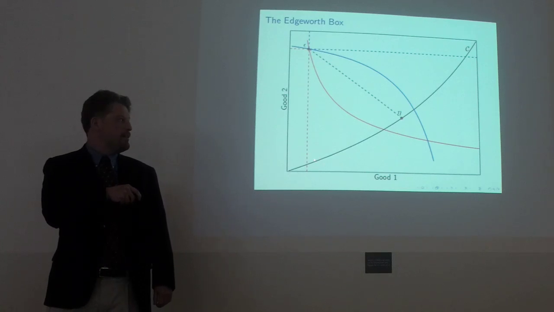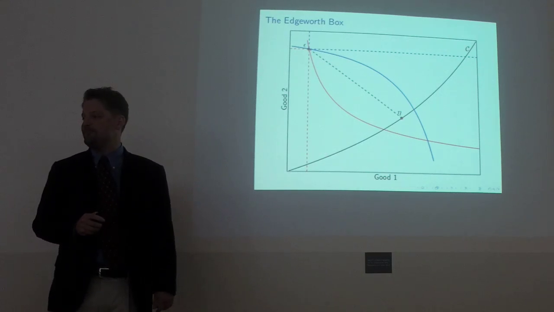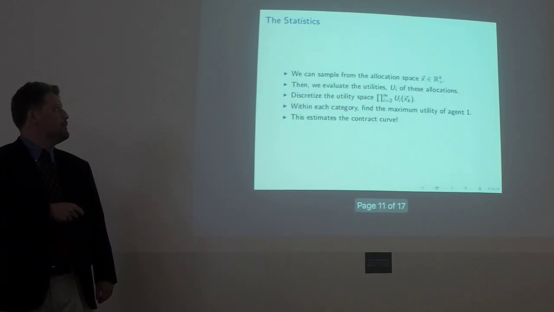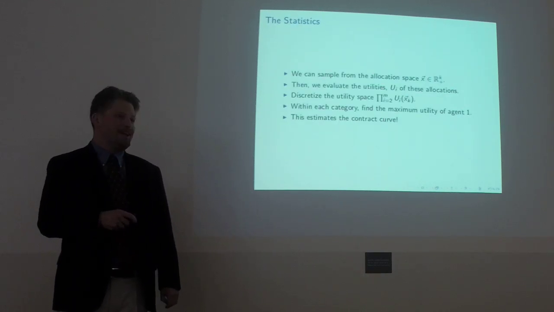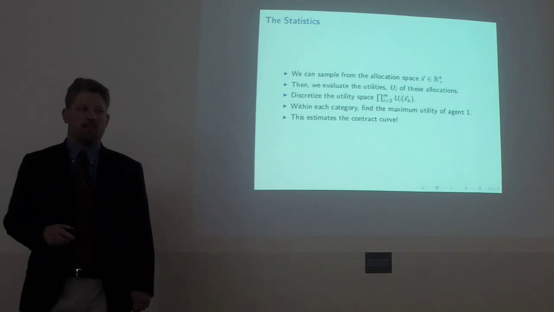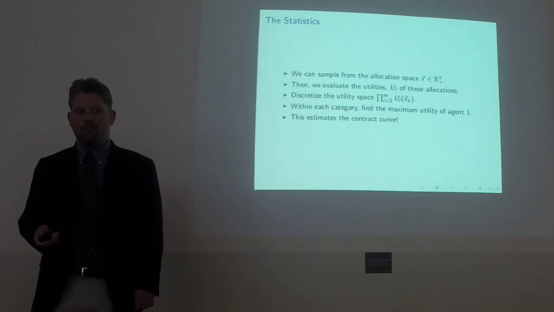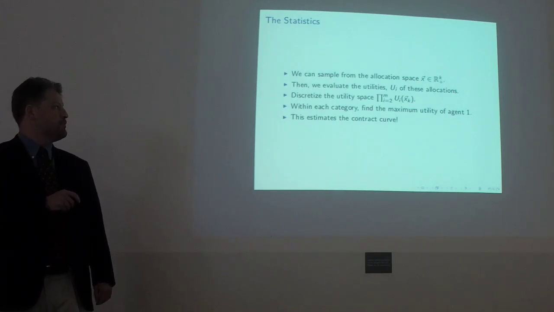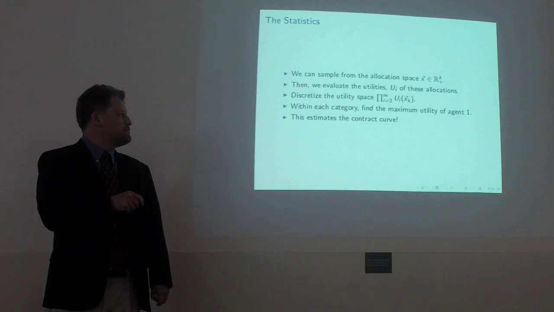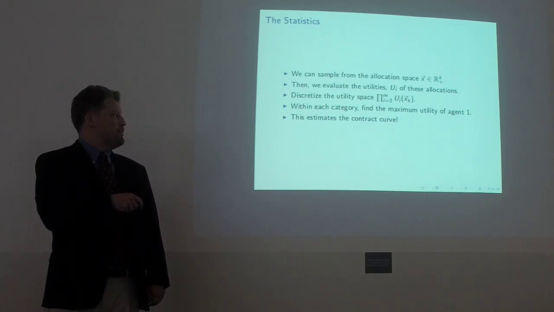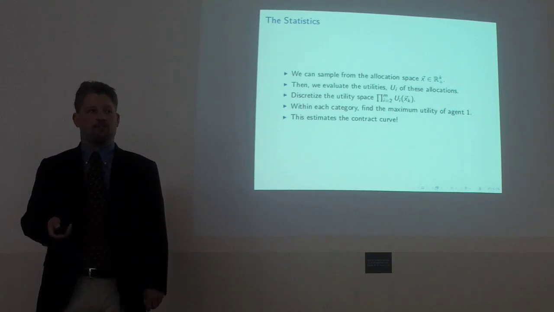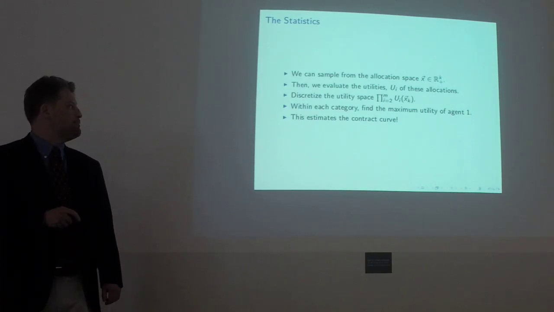Is everyone clear on the Edgeworth box before I move on? Okay. So, we can sample from that space of allocations. That's quite straightforward. It's just two independent uniform distributions. And that gives us all these possible allocations that are candidates for general equilibrium.